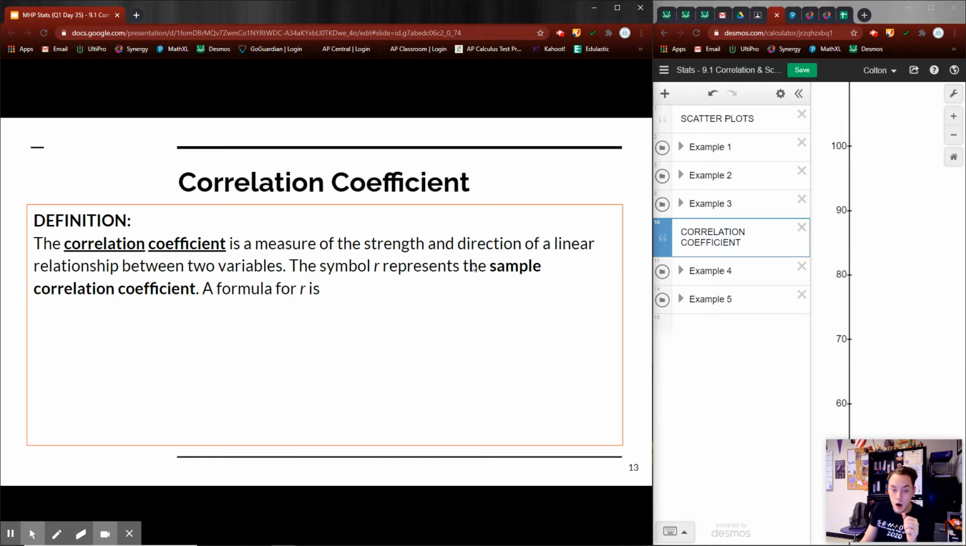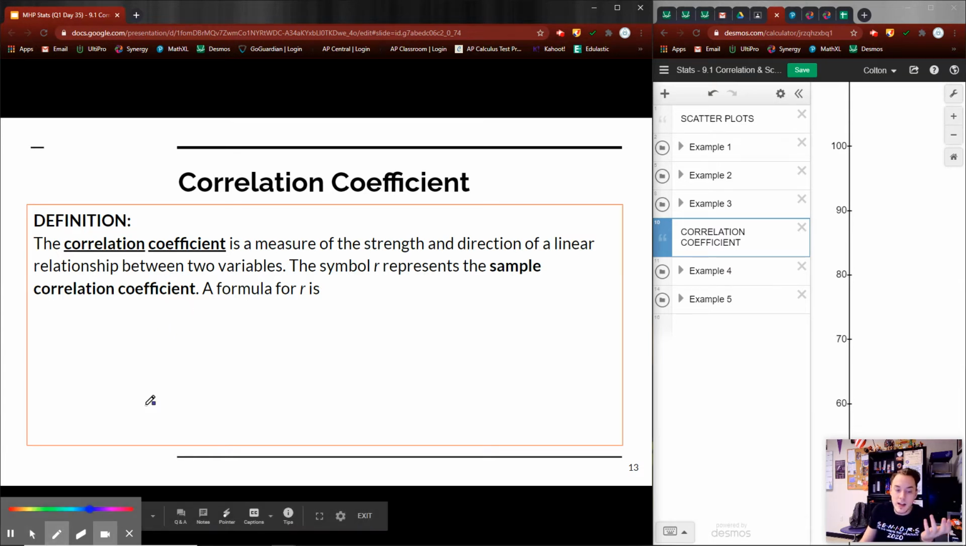The symbol r represents the sample correlation coefficient. Now, why is it the sample? The reason why it's the sample is because, again, I'm not looking at all of the data.